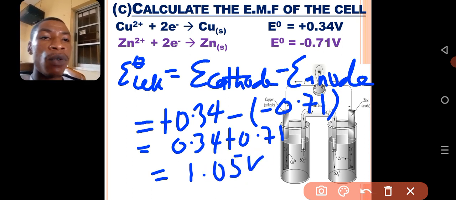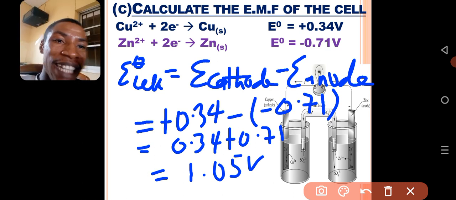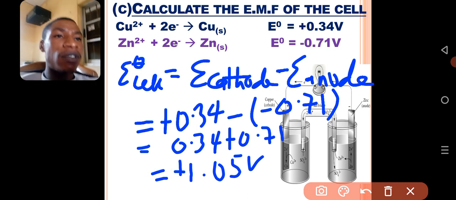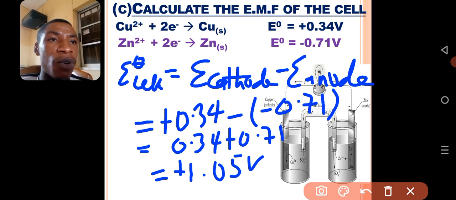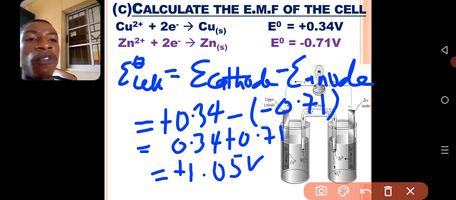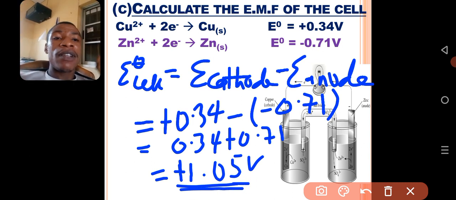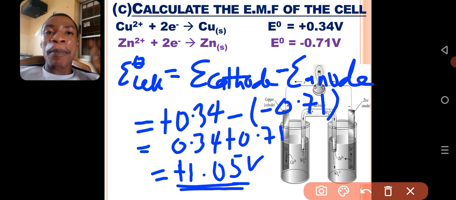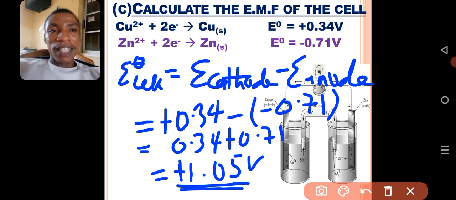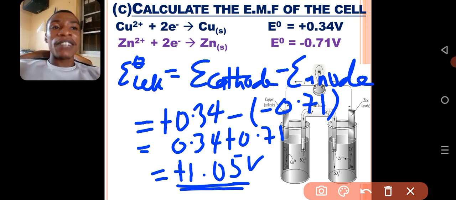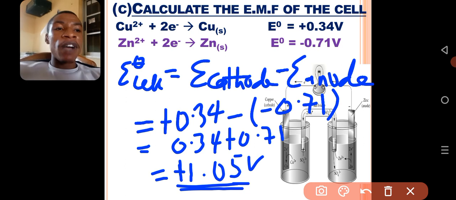So that will now give us 1.05 voltage. Now you have to put the sign there. The sign is positive. So that will be 1.05 voltage. That will be the answer of the EMF, plus. Put the plus and put the voltage. That is when you can get the mark. The plus is not a mathematical sign. The plus is a chemical sign. So take note of that. It's very important. So the E naught cell, the EMF of the cell, is plus 1.05 voltage.